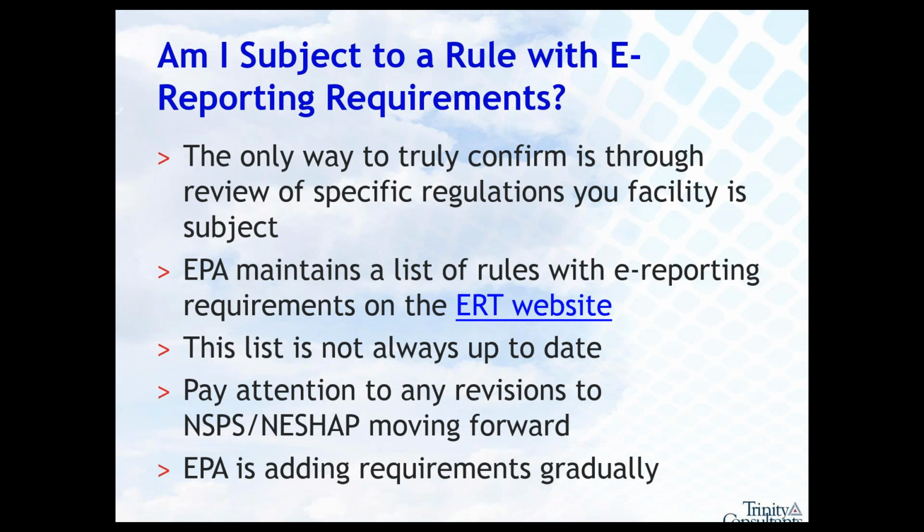So anytime a rule your facility is subject to is open for amendment, you might want to verify that EPA didn't slip in an electronic compliance reporting requirement. EPA actually maintains a list on the ERT website of rules with electronic reporting requirements, but in my experience, the list is not always up to date immediately. It does take them some time to update it. So again, you want to look for those rule amendments so that you know when a rule you're subject to has had an electronic reporting requirement added.